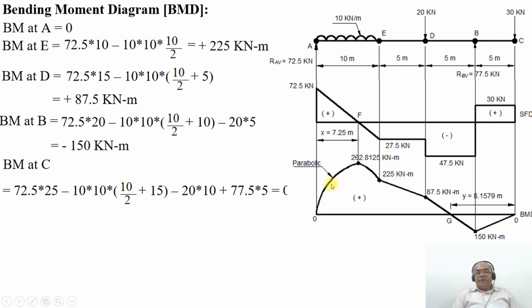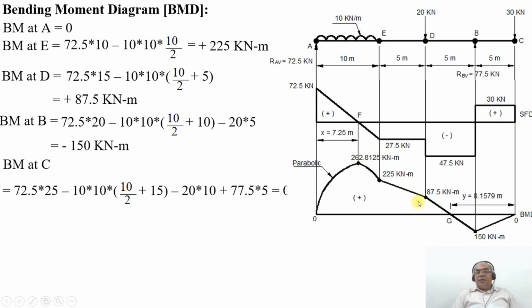So you cannot join from 0 to 225 because SF is changing its sign from positive to negative at this point, which is F. Where SF changes its sign from positive to negative, I need to find the maximum bending moment. At that point, you are going to get the maximum bending moment. Therefore, we cannot join between these two now.